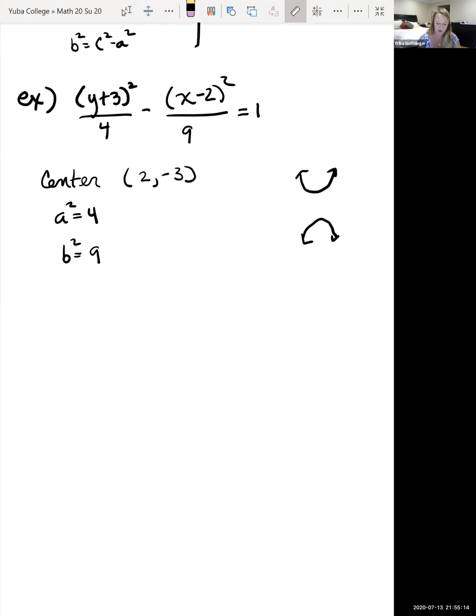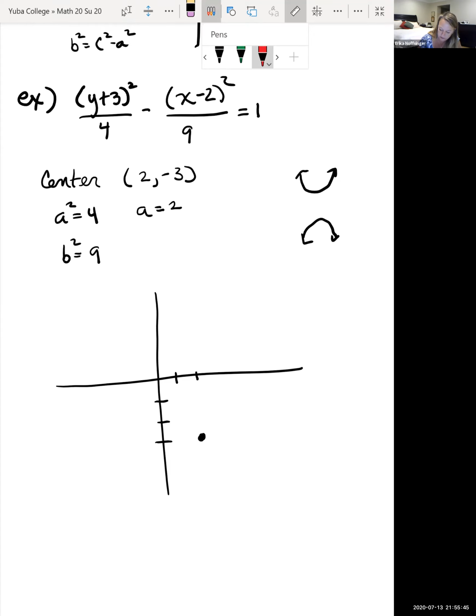So let's just plot what we have. So we have the center is at 2, -3. So if we go right 2 and down 3, you have the center. So our vertices, because it's going up and down, we're going to go up and down a from this. Well, we need to figure out what a is. a is the square root of 4, so a is 2. So if I go up 2, here's the vertex of my hyperbola. And if I go down 2, here's the vertex of my hyperbola.